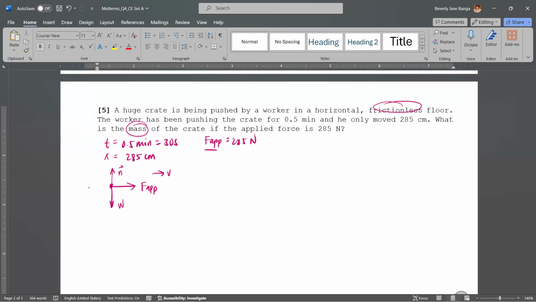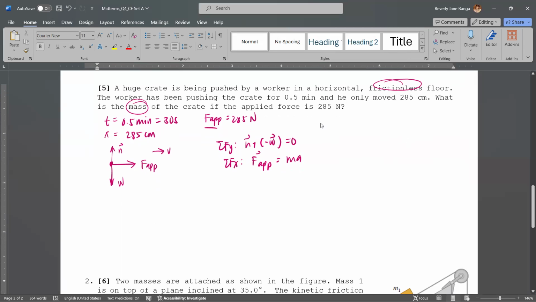So what do we apply here? We get the summation of force along y. You simply have N plus negative weight is equal to 0. But when we get to x, you have F applied is equal to, will this be equal to 0? No. This will now be equal to MA, because you had movement over a period of time. So what we're looking for is the mass of the crate. So we divide both sides by acceleration, so you have M is equal to F applied over A.